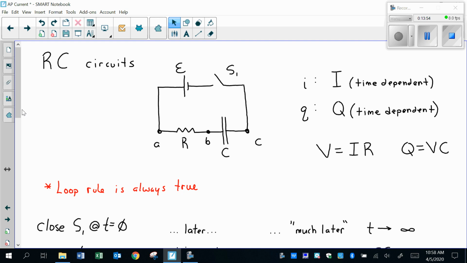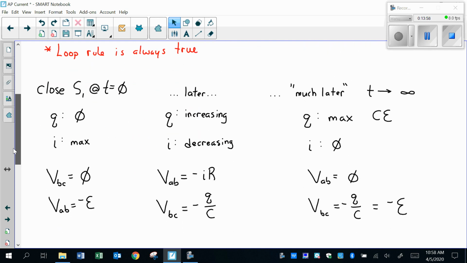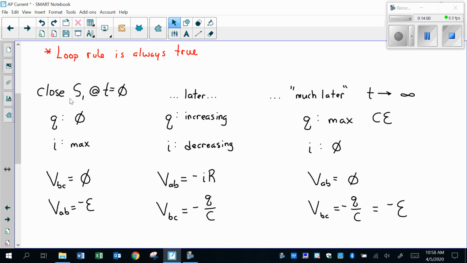So what we're going to do is scroll on down here. We are going to start by closing the switch. So at time 0, we close the switch, and right when we close that switch, nothing has been built up on the plates yet. 0 charge. Which means that I have a lot of charge that's going to flow because we've completed the circuit. Charge is going to flow in the form of current.